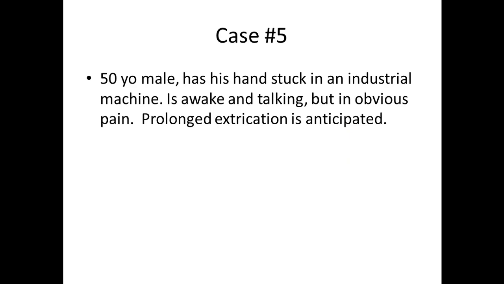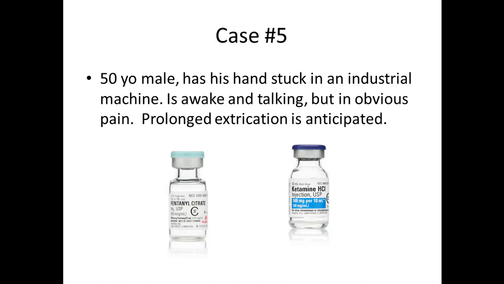Last case is a 50-year-old male with his hand stuck in an industrial machine. He's awake and talking in obvious pain. You're thinking it's going to take forever to get his hand extricated. This is a case where after you consider controlling bleeding, maybe placing a tourniquet and controlling his ABCs, when you're moving on to controlling his pain, I would do fentanyl here or ketamine with a plan to continually manage his pain effectively until his extrication is completed.